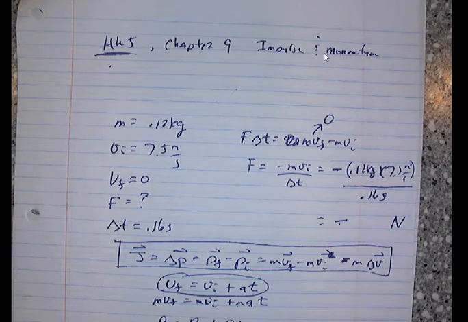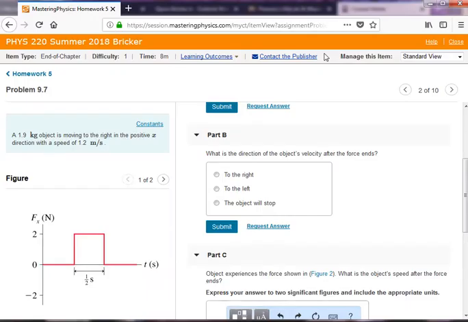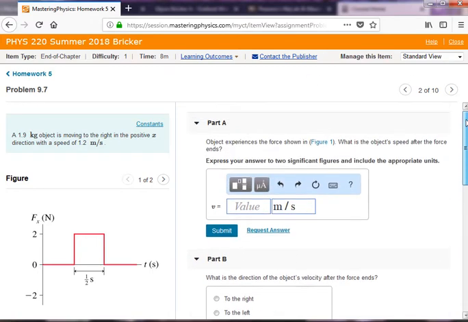Okay, great. Okay, 9.7, we have a graph. We know the mass. It's given to us. So the mass is 1.9 kilograms. Object's moving to the right in the positive x direction with a speed of 1.2. Okay, good, 1.2 meters per second. And we want to know a few things here. The object experiences the force as shown in the picture over here.